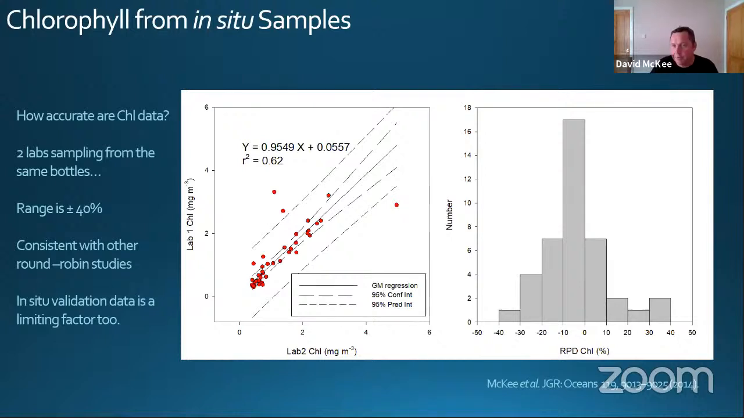If you look at the relative percentage differences from that, the range of uncertainty on those in situ chlorophyll values is plus or minus 40%. And that's much higher than most people realise. In fact, if you look at the round robin studies that exist in the literature, that's actually the sort of number that's coming out of them. So the in situ validation data is also a limiting factor, and we have to factor that into what's a reasonable expectation of performance. And I would say that this uncertainty on the validation data is a large part of why we have a mission target of about plus or minus 35%, because I don't think we can do the in situ measurements any better than that. There will be people who might disagree, but that's what the round robins are actually telling us.